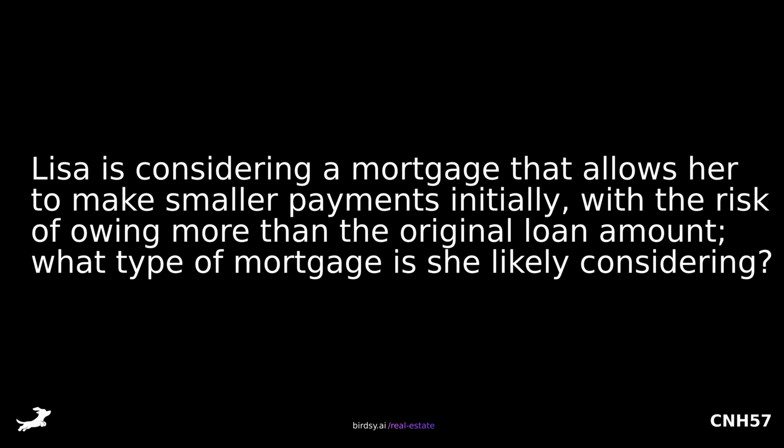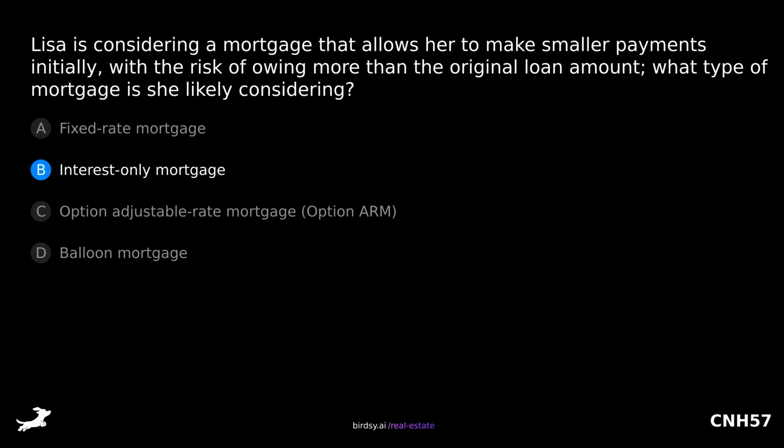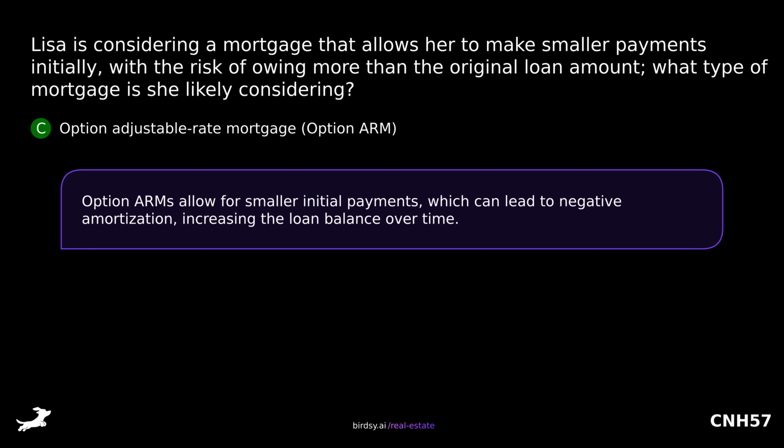Lisa is considering a mortgage that allows her to make smaller payments initially, with the risk of owing more than the original loan amount. What type of mortgage is she likely considering? Is it A, fixed-rate mortgage, B, interest-only mortgage, C, option adjustable rate mortgage, option ARM, or D, balloon mortgage? The correct answer is C, option adjustable rate mortgage, option ARM. Option ARMs allow for smaller initial payments, which can lead to negative amortization, increasing the loan balance over time.